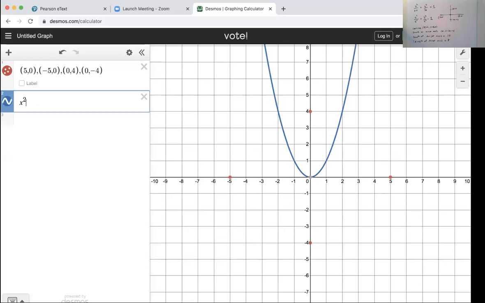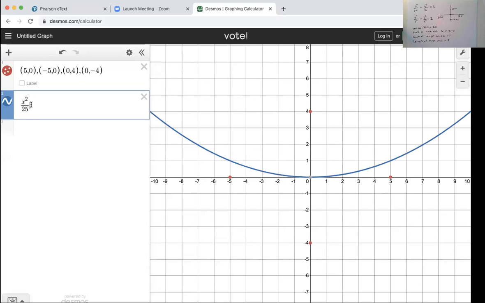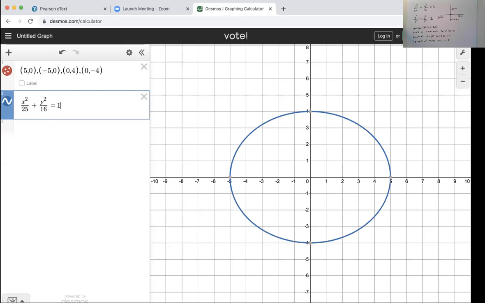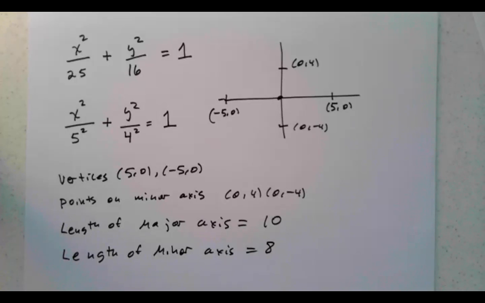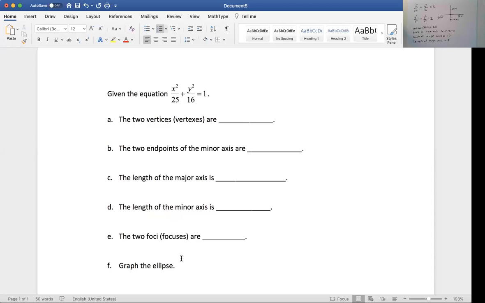Our graph is x squared over 25 plus y squared over 16 equals 1. And we can see what that looks like. Again, your major axis has length 10, 5 plus 5 is 10. Your minor axis has length 8, 4 plus 4 is 8. Now, what else do we need to do here? We need to find the 2 foci. We've already graphed it, so our last task is to find the foci.